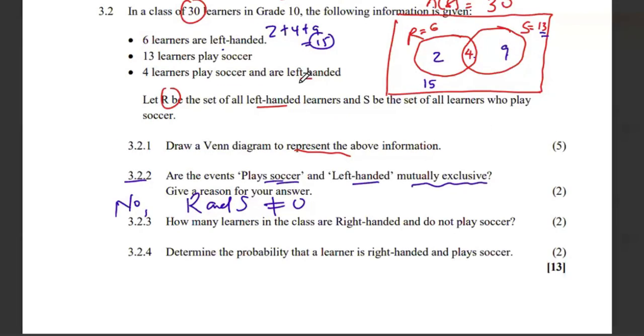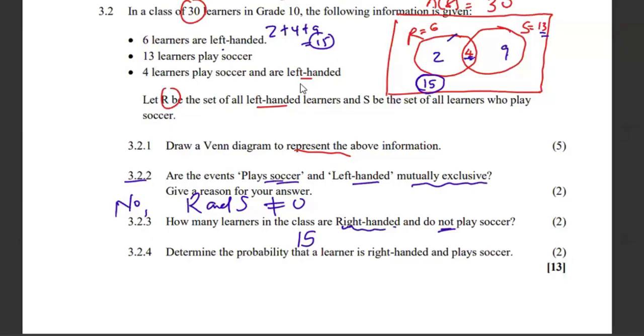Then how many learners in the class are right-handed and do not play soccer? Before we answer this question, we just need to know that a person can either be left-handed or right-handed, okay? But the set that we are having has the left-handed that are playing soccer. So if you are not left-handed, you have to be right-handed, which is 15. So these ones are 15 and they are not playing soccer because they cannot be found within the circle of S. So we're just going to say 15.